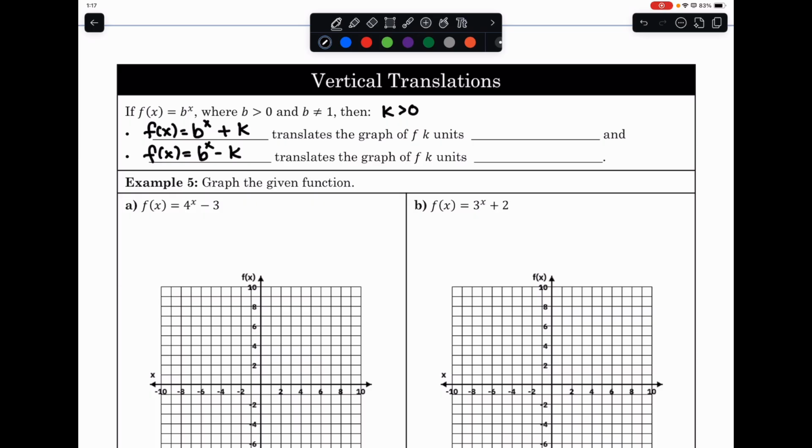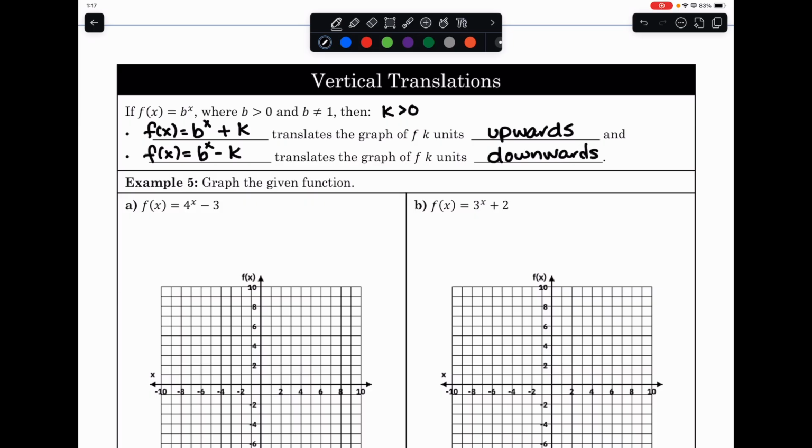So if it's a positive number, we're adding this positive number. The graph is going to go upwards and it's going to shift the graph k units in a positive direction, so up. And if it's minus, it's going to shift it in a negative direction, which is downwards.